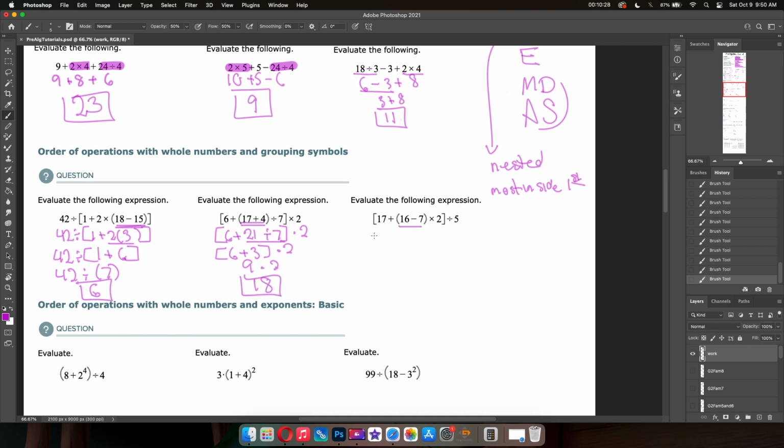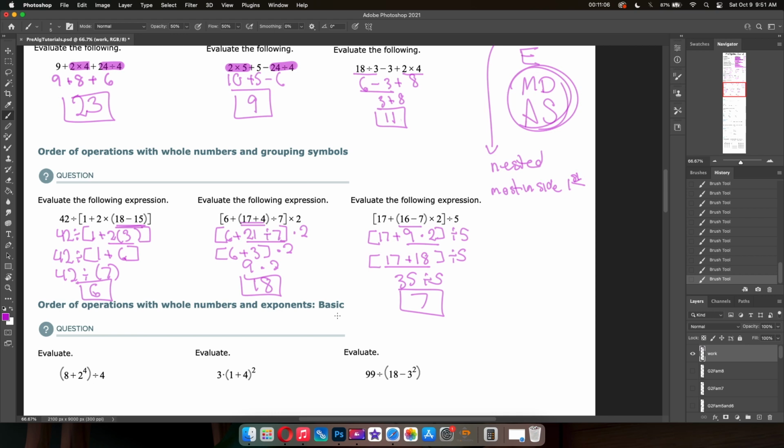We start with our innermost first. So 17 plus, what's 16 minus 7? 9 times 2 divided by 5. So now we have addition and multiplication here. And again, looking at this, we do the multiplication first. So that's 17 plus, what is 9 times 2? 18 divided by 5. What is 17 plus 18? It's 35. So when I do this out, that's 35 divided by 5, which is, of course, 7. And that's going to be your final answer.